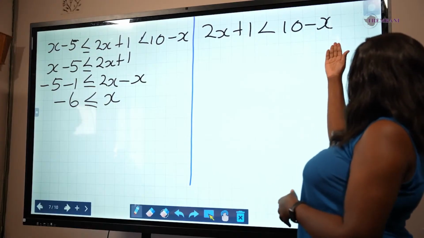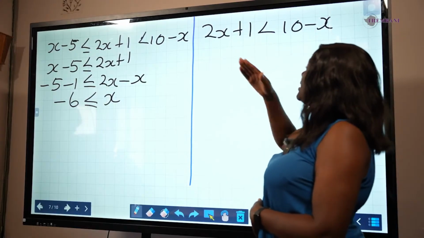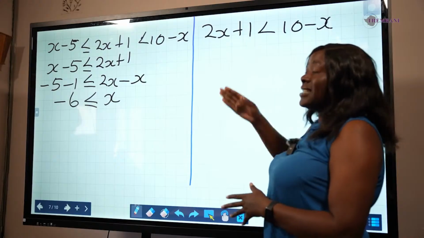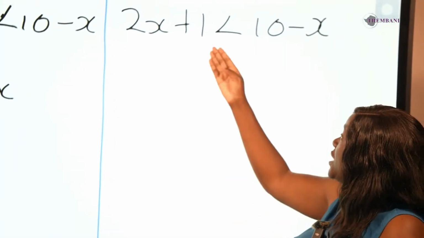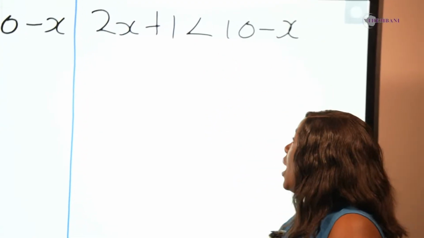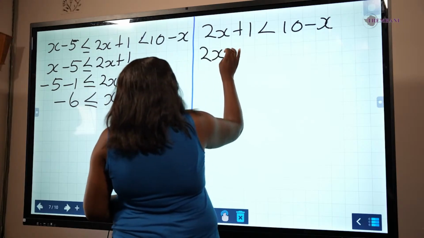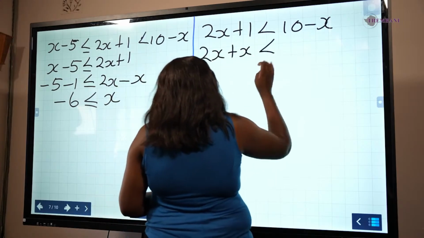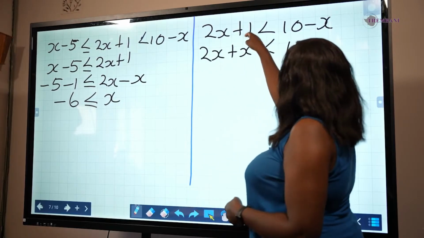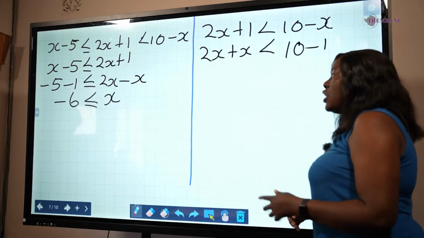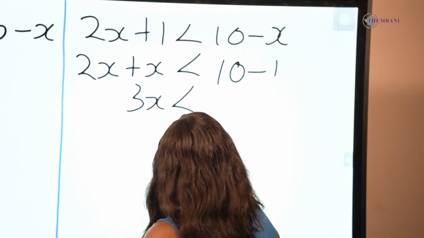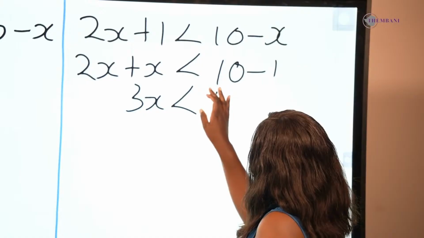What do I mean? I'm going to move off. My negative x is going to move to this side, and my positive 1 is going to move to this side. So if this negative x crosses the inequality sign, it becomes a positive x. And if this positive 1 crosses the inequality sign, it's going to become a negative 1. So I'm going to have 2x plus x, put my inequality sign, which is 2x plus 1 is less than 10. And if I move this one, it becomes a negative 1. So I'm now going to have 2x plus x will give me 3x is less than 10 minus 1 is going to give me a 9.